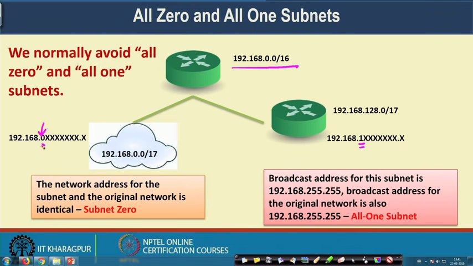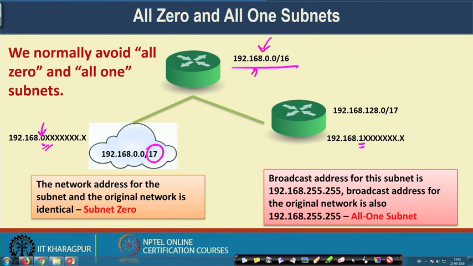Now, if you use this 0 to denote this subnet, considering the network address part and the subnet part, I have 17 bits which are being used for denoting this subnet. But interestingly, if you use 0 as an identifier for this subnet, the network address for this subnet is equal to the network address for your original network. So, the network address for this subnet will be 192.168.0.0, and the network address for the original network will also be 192.168.0.0.